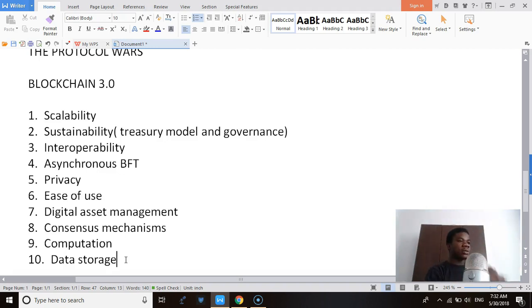So these are the 10 steps: scalability, sustainability, interoperability, talking about asynchronous and Byzantine fault tolerant systems. Then privacy, ease of use, digital asset management, consensus mechanisms, computation, and then data storage.